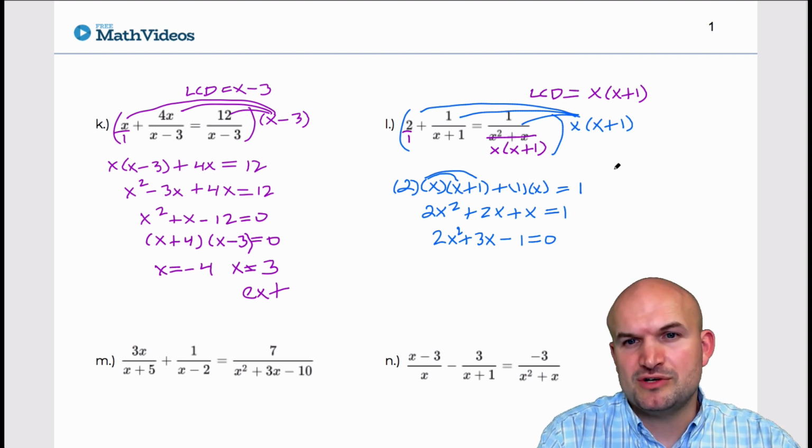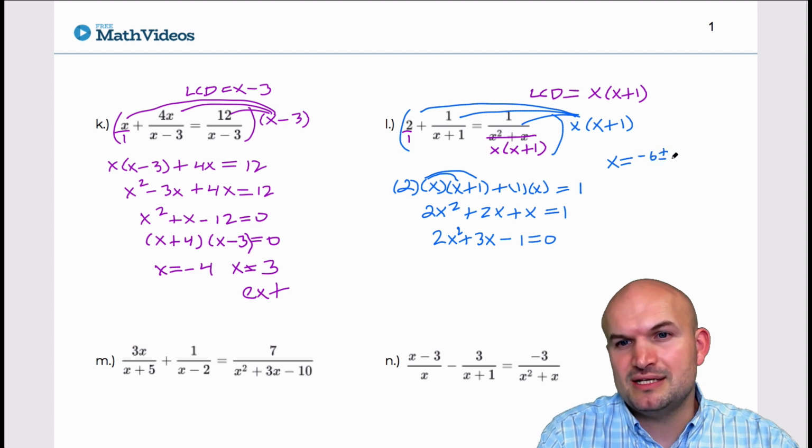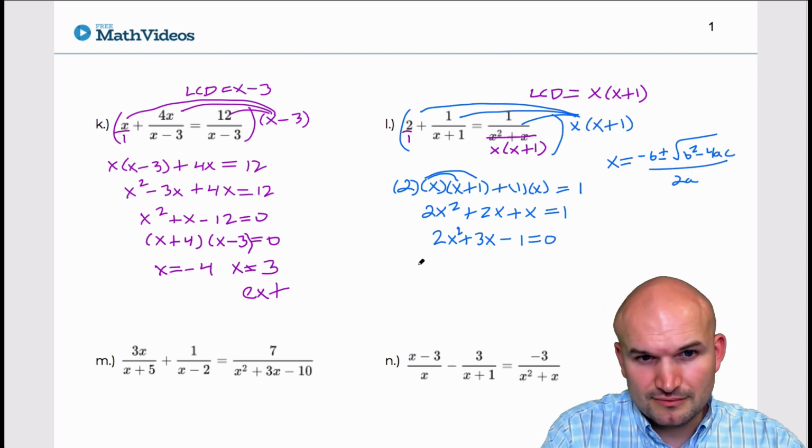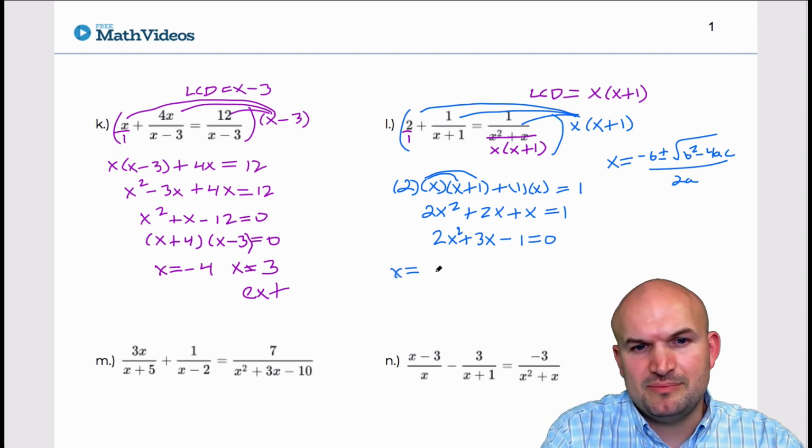So remember the quadratic formula: x is equal to the opposite of b plus or minus the square root of b squared minus 4 times a times c, all over 2 times a. All right, so now let's go and plug in our solutions here. So we have the opposite of b, which is a negative 3, plus or minus.